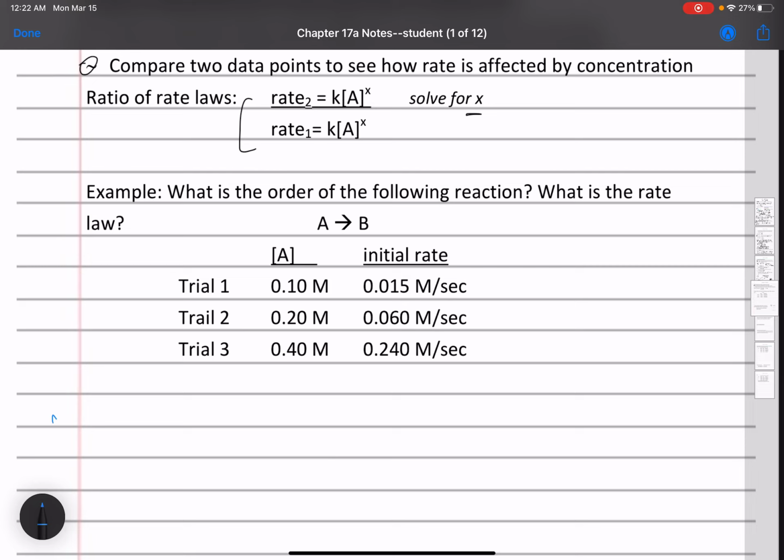In this example, we have a reaction, A reacts to form B, very simple. What is the order of the following reaction, and what is the rate law? It's not going to ask this normally. It'll just ask you, what is the rate law? In order to find the rate law, you need to figure out the order.